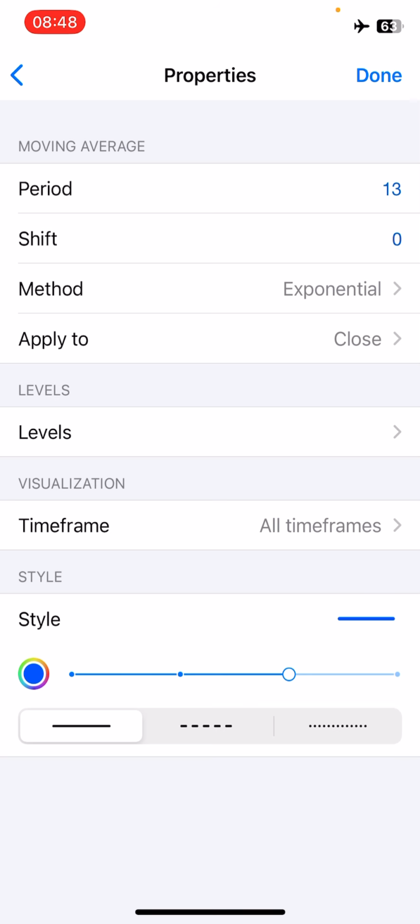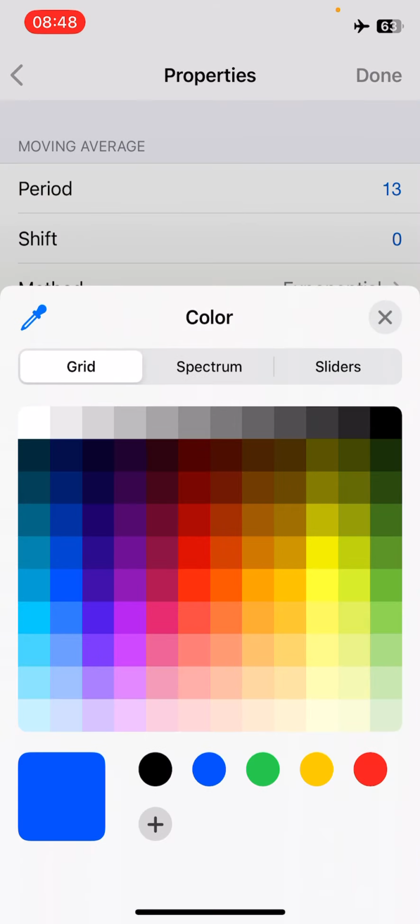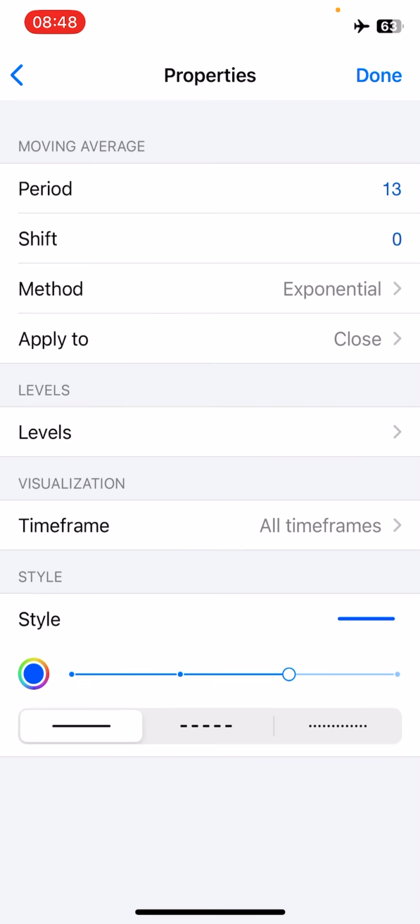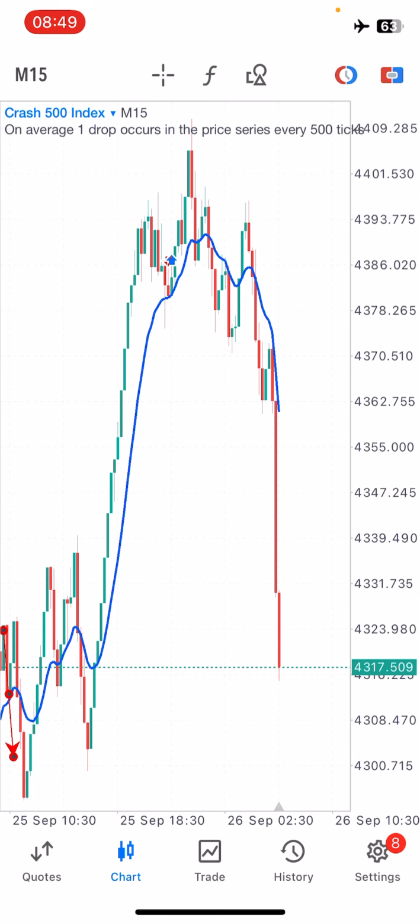Now on the style, I chose my blue color for this indicator, so I should expect a blue moving average if I click on done. As you can see, we now have the blue line running across our charts, which is our first indicator.